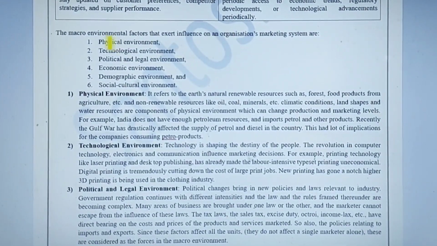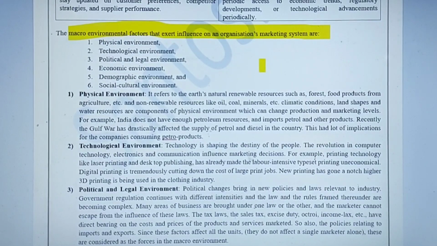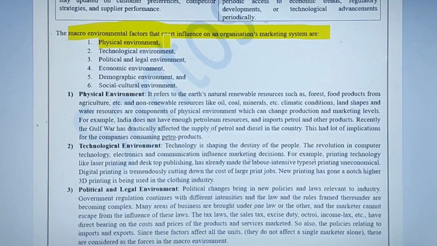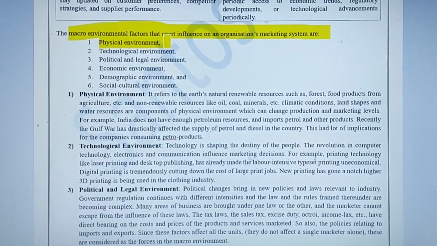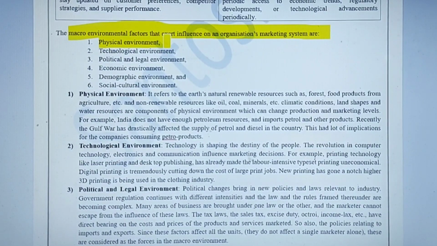Now these are a few macro environmental factors which can influence the organization's marketing system. The first one is physical environment. Now as we know, different types of resources are there, and how much resources are available to the company, the climate, the minerals, the coal, so all these things are taken into account. So they can easily affect the operations of the organization.